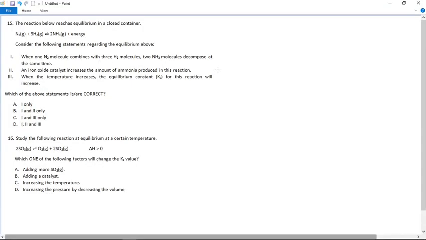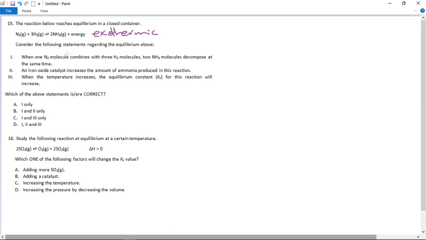Here we have another reaction reaching equilibrium in a closed container. Nitrogen gas plus 3 hydrogen gas gives me 2 ammonia gas plus energy. This is the other way of stating this reaction is exothermic, if we have energy as a product. Consider the following statements regarding the equilibrium. Which ones are correct? So let's look for correct statements.